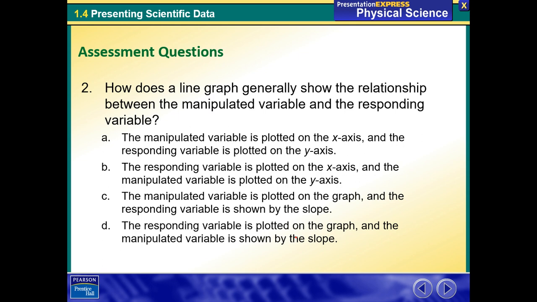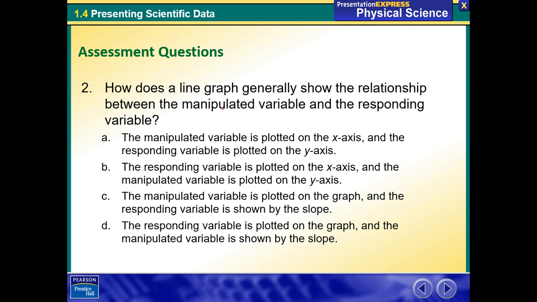Number 2, how does a line graph generally show the relationship between the manipulated and the responding variable? A, the manipulated variable is plotted on the x-axis and the responding is plotted on the y. B, the responding is plotted on the x and manipulated is plotted on the y. C, the manipulated variable is plotted on the graph and the responding is shown by the slope. Or D, the responding is plotted on the graph and the manipulated is shown by the slope.